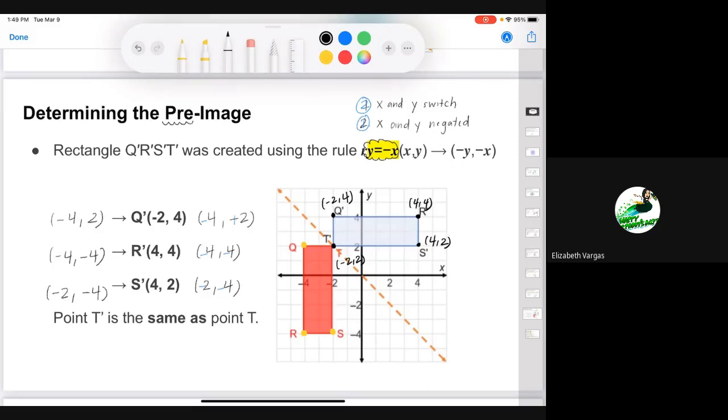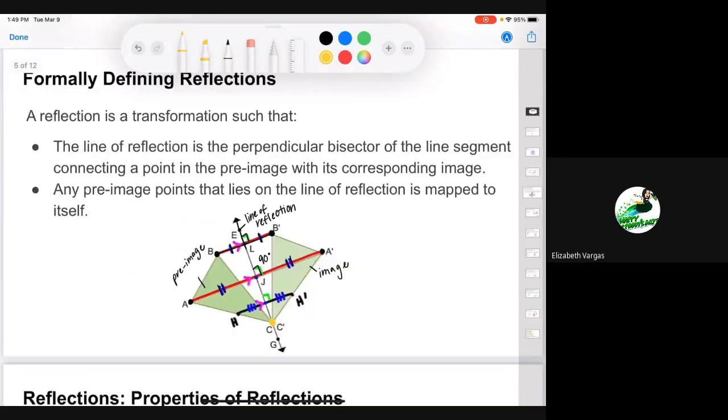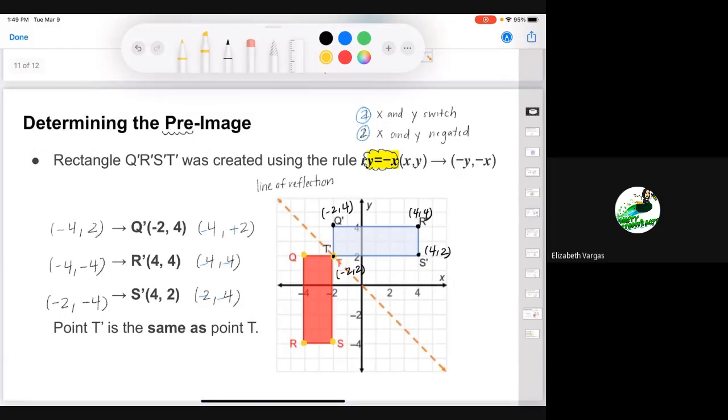Well, like we discussed before, T is located directly on the line of reflection. And because it is located directly on the line of reflection, it will map back to itself. Right? That's what we discussed. Any pre-image points that lie on the line of reflection map to itself. So that's why we don't need to find the new coordinates for T. Okay? However, if we wanted to, you would see that it actually just maps back to itself. So that I know T here is at -2 and 2.